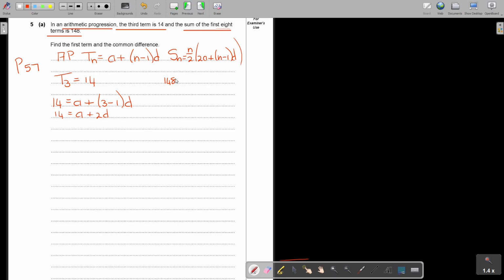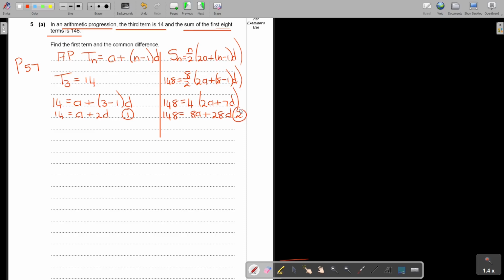I'm going to just say 148. And if you don't want your work to look too messy, you can just draw a line there, on that side. So 148 equals, now n is 8, so 8 over 2, and then (2a plus (8 minus 1) d). So 148 equals 4(2a plus 7d), and I can simplify it further: 148 is equal to 8a plus 28d. So this is going to be equation 1, and this is going to be equation 2.